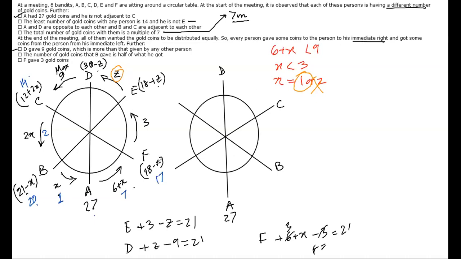Number 3, how many does F have at the start of the meeting? F has 17 at the start of the meeting. Is there an option like that? Yes, there is an option 17, option B. And the number of coins with B was how much more than or less than with C? B had 20 and C had 14, so that was 6 more. So that is option C.